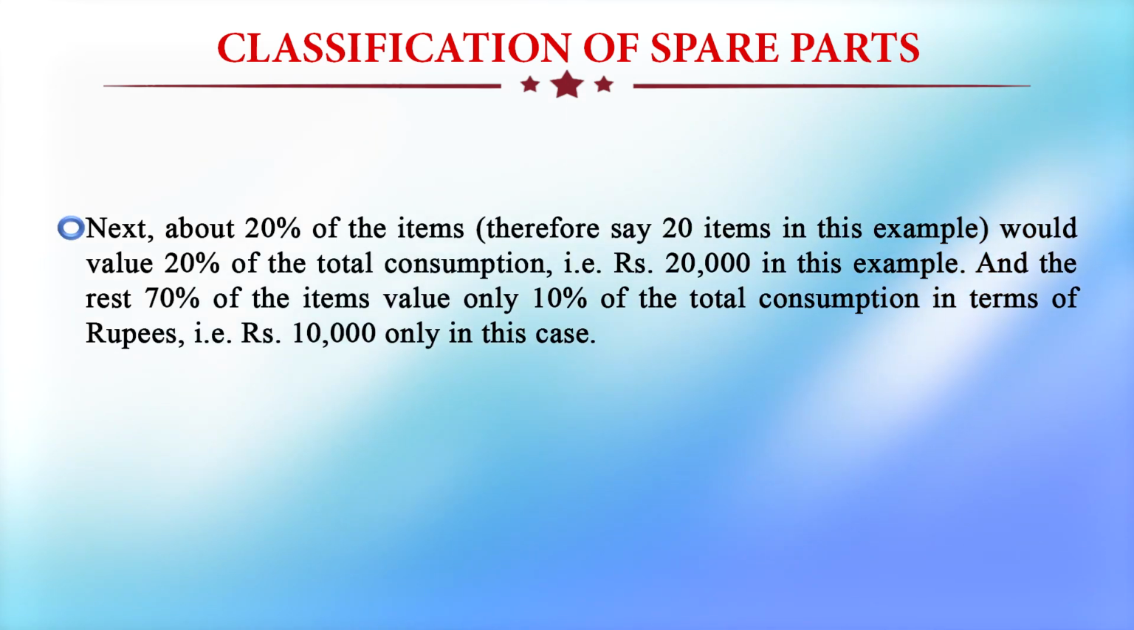Next, about 20% of the items, say 20 items in this example, would account for 20% of the total consumption, that is 20,000 in this example, and these are B class items. And the remaining 70% of the items account for only 10% of the total consumption in terms of rupees, that is 10,000 only in this case, and these are known as C class items. In this way, one has to classify the items according to their consumption and their costs.